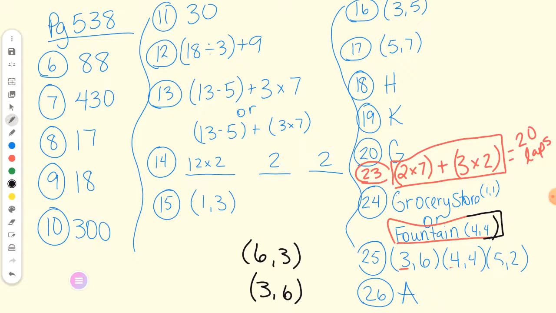Okay. Number 25 says write the coordinates for the playground, the fountain, and the bank. Okay, I have those up here, 3, 6, 4, 4, and that's a 5, 5, 2. The next part asked us to describe the pattern for each coordinate. So this is something, when I was watching, a lot of people skipped that part. They wrote the coordinates, but they skipped the pattern.